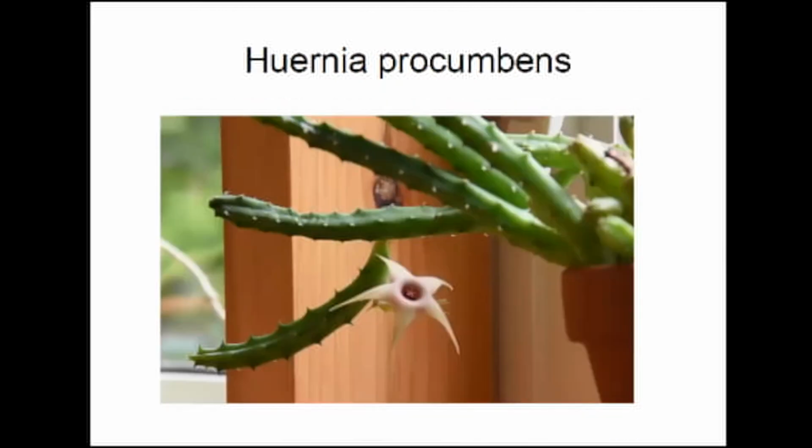Okay, here is Huernia procumbens. I'm not sure whether it's very attractive. It looks more like drying bones than drying flesh, or something on a desert. I don't know, but again, I'm not sure whether it's very attractive, but it certainly is a very interesting flower.